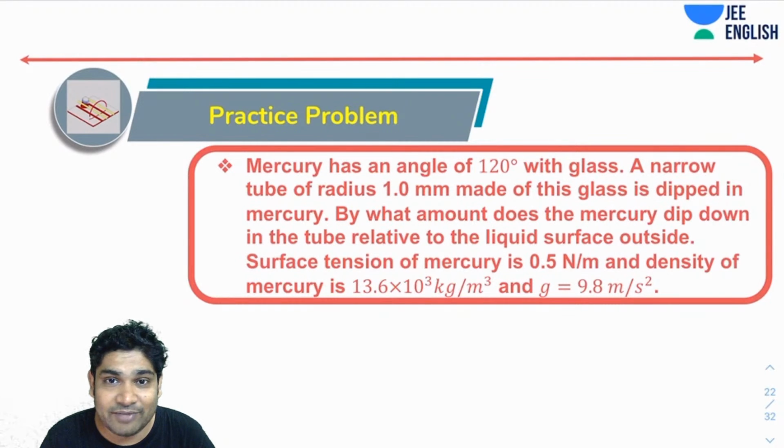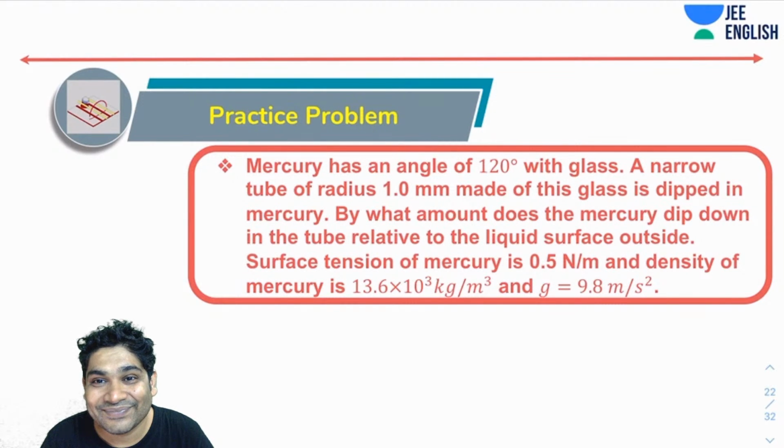So just give me an answer quick. All you have to do is apply the equation. I hope you remember the equation. Height h is 2T cos theta over rho r g. That is it. That is all you need to apply here. Again, all you need to remember is just keep your units consistent. As long as you are not making a mess in that, you should be fine.